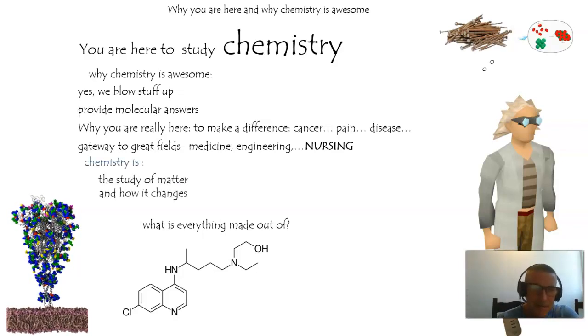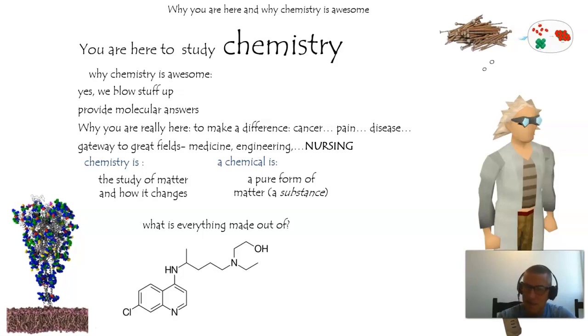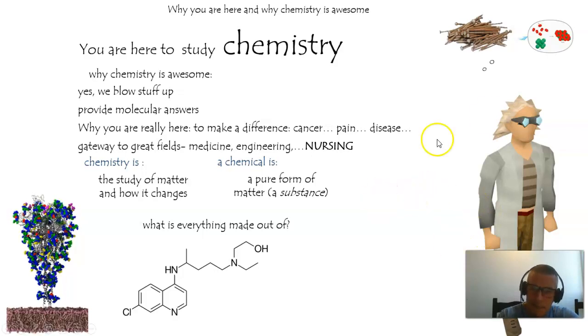Let's define chemistry as the study of matter. That's what we'll be looking at. Everything, if you will. And a chemical is a substance like this or any pure form of matter, whether it is harmful or harmless. Hopefully by the end of this course, you'll be thinking about things on a molecular level.